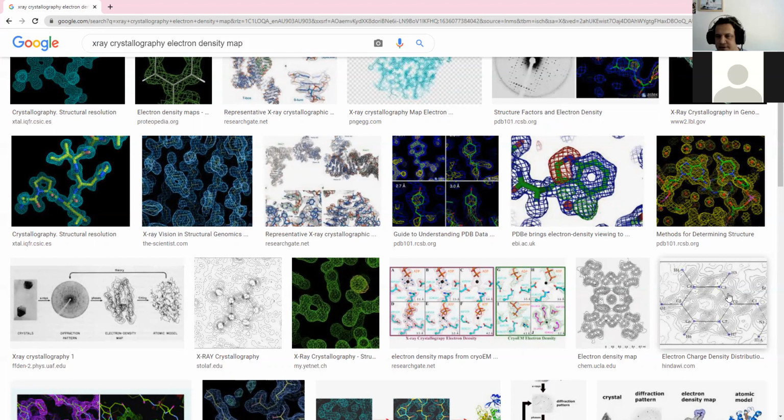Yeah, it's a fascinating technique. Rosalind Franklin came up with this in the 1960s. Then she died from exposing herself to X-rays. Oh.